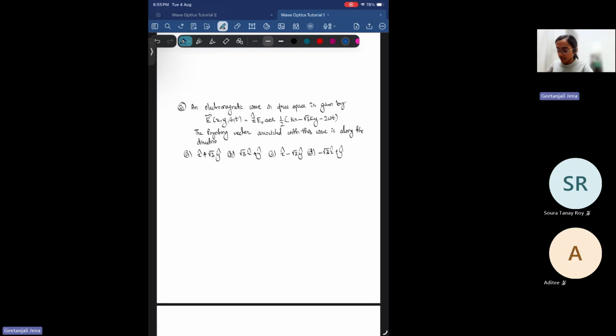There is an electromagnetic wave in free space which is given by E of x, y, z, t is z cap E0 cos(kx minus root 3 ky minus 2 omega t). What is the Poynting vector associated with this? Okay, so it is asking about what is the direction of the Poynting vector.